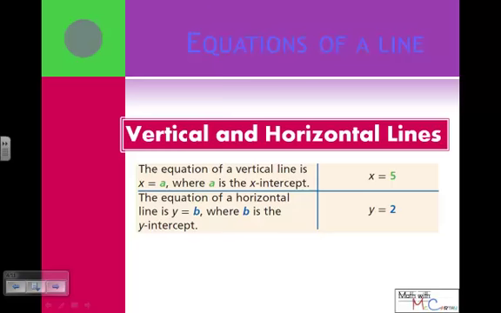Lastly, the equations for vertical and horizontal lines are neither in slope-intercept nor point-slope form. It is simply x equals some number a, where a is the x-intercept. x equals 5 would end up being a vertical line. And the equation for a horizontal line is y equals b, where b is the y-intercept, so y equals 2. So those are the main forms of the equations of lines that we're going to use.